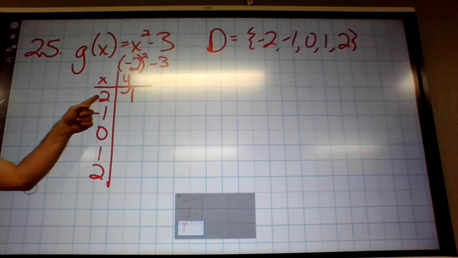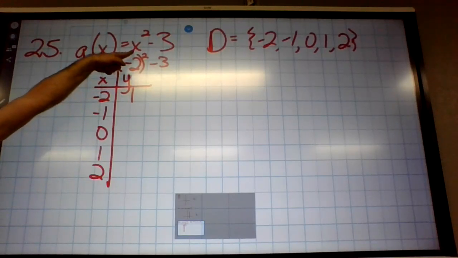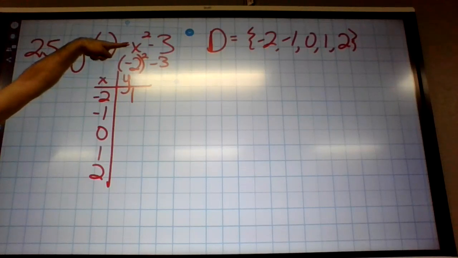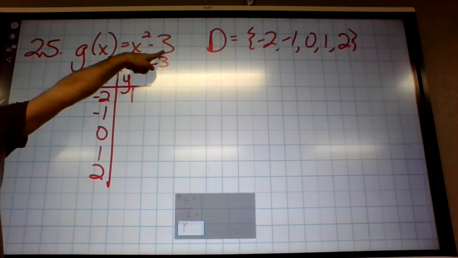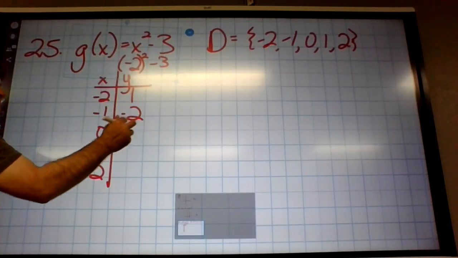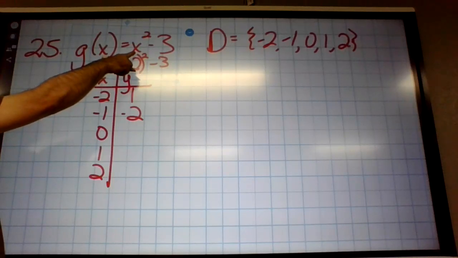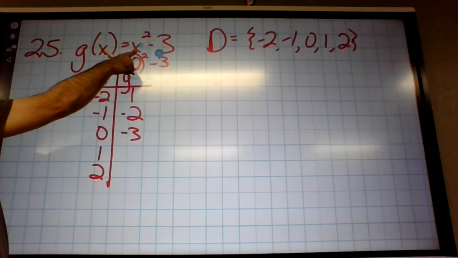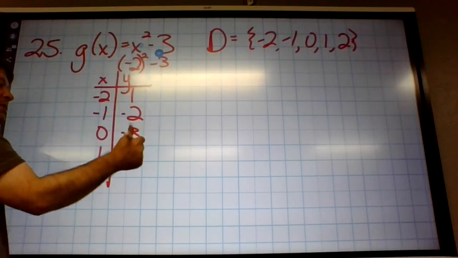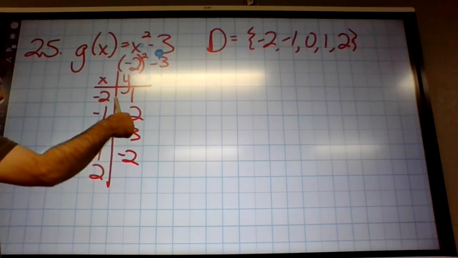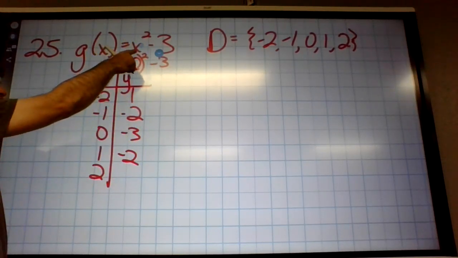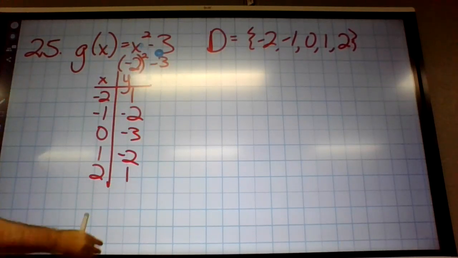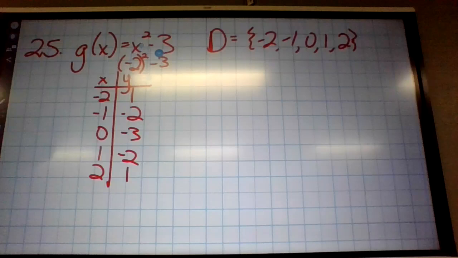Good job, Luke. Okay. -1 squared is 1. 1 minus 3 is -2. 0 squared minus 3. 1 squared, 1 minus 3. There's a little bit of symmetry going on here. 2 squared is 4, 4 minus 3 is 1. You guys see the symmetry? It's similar.